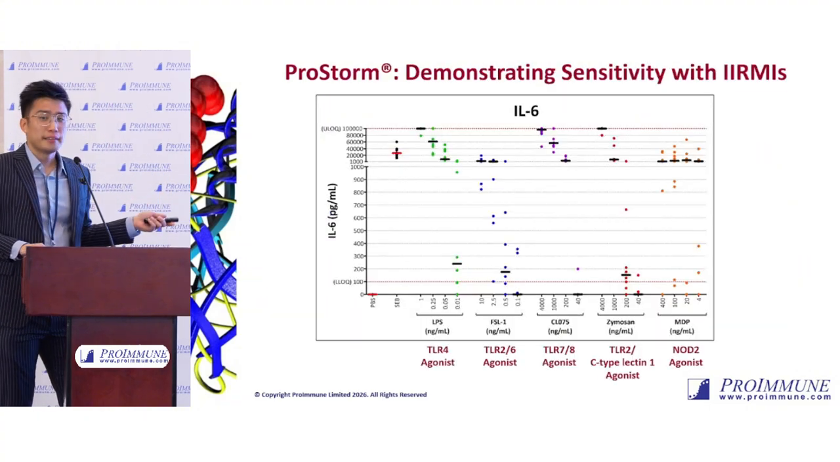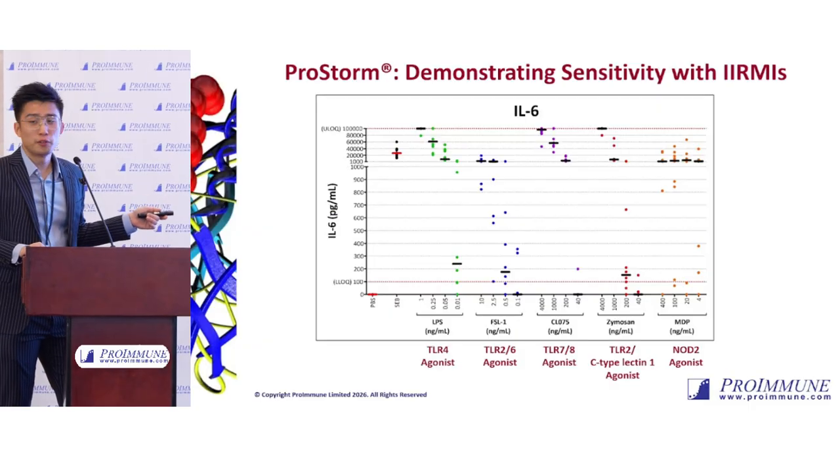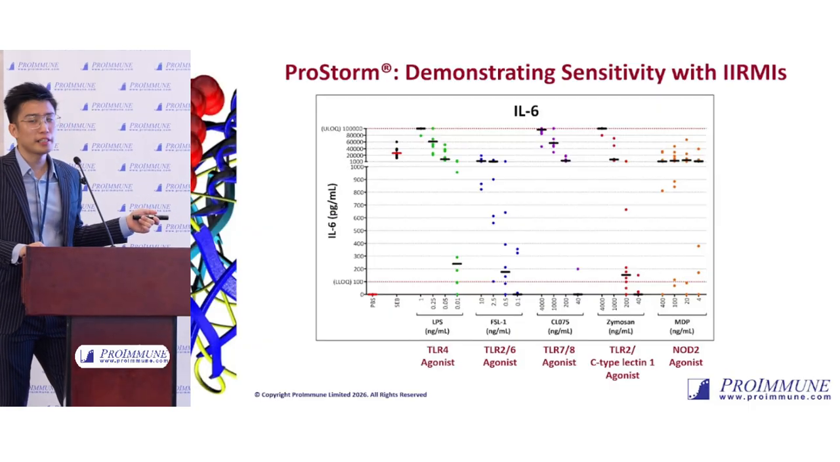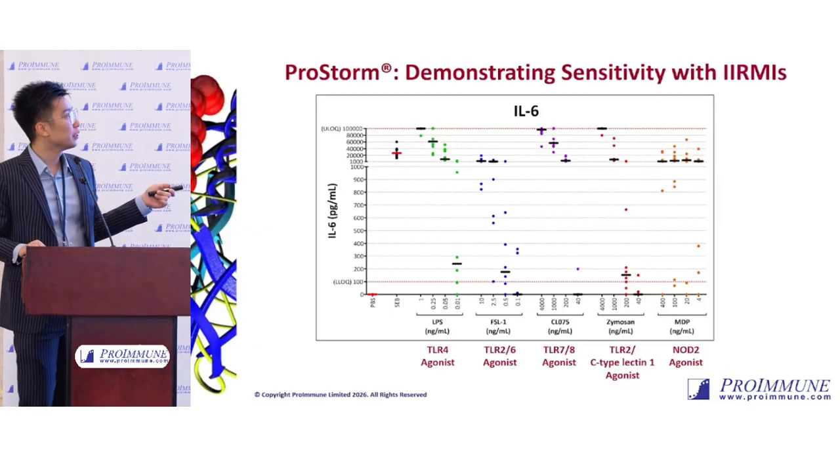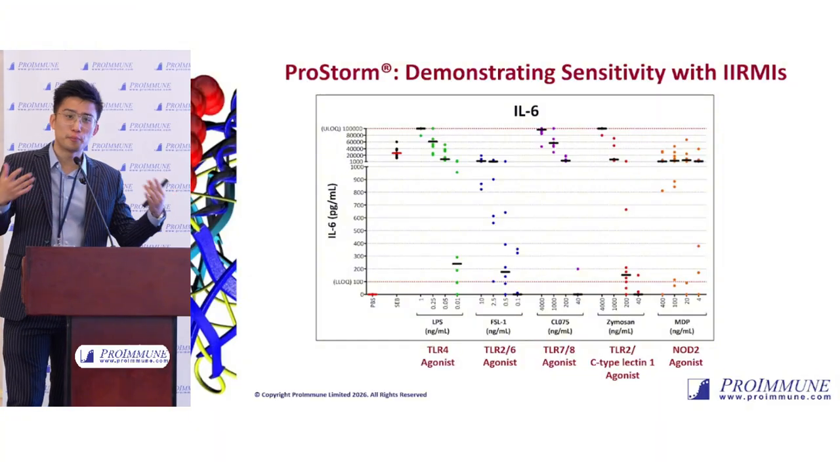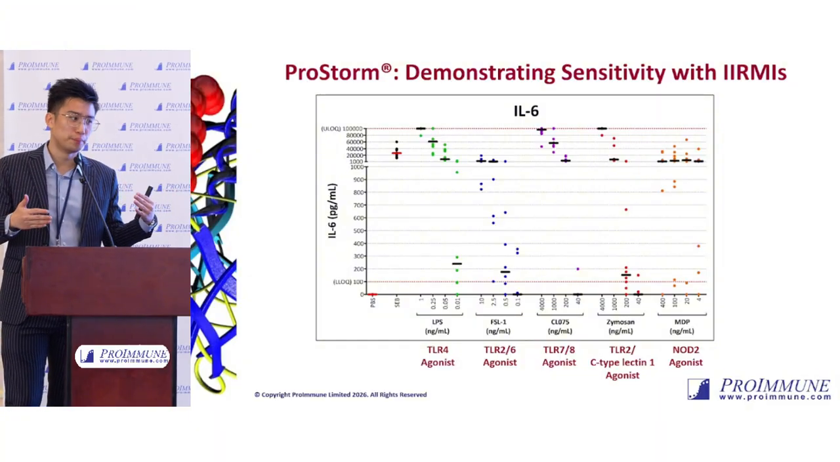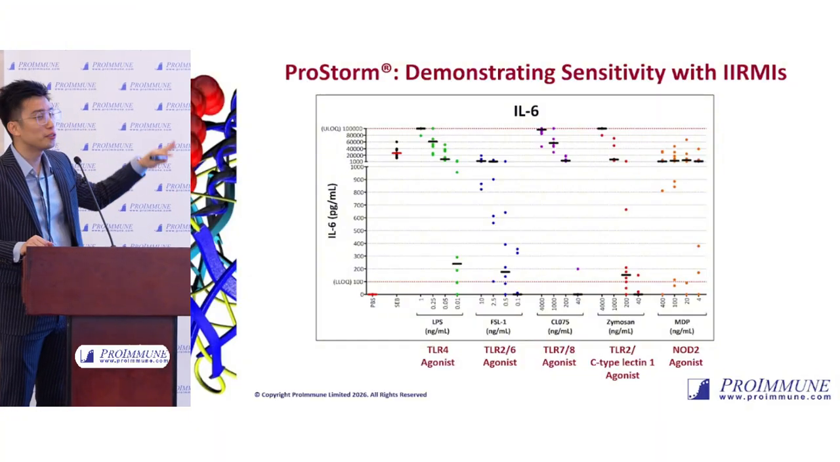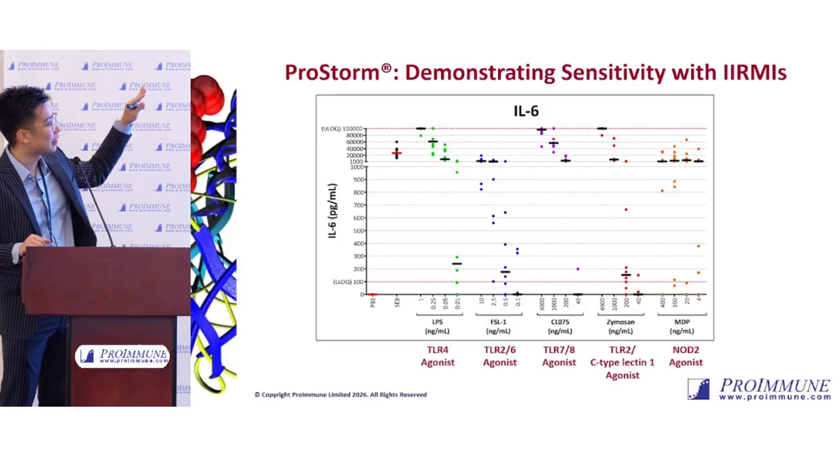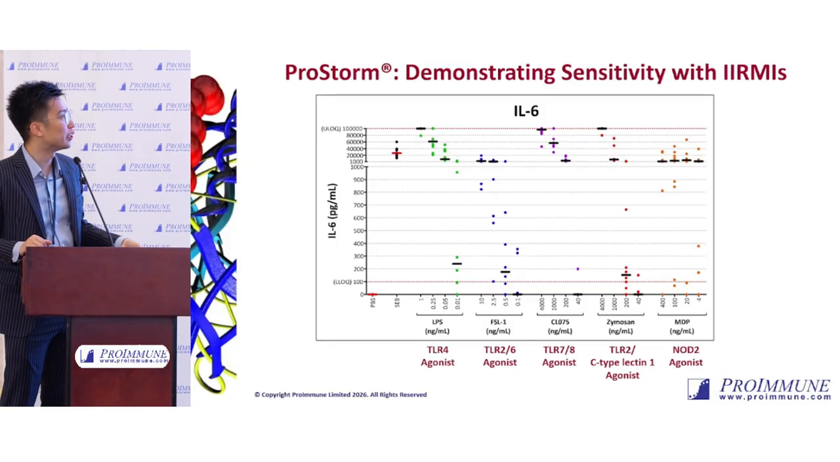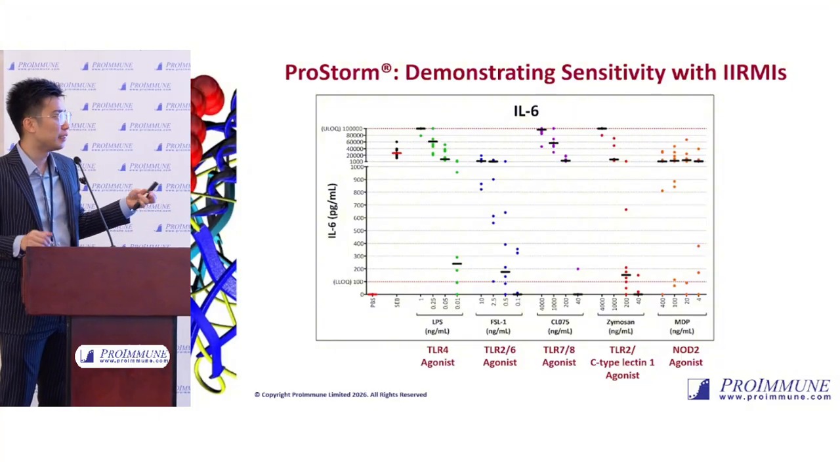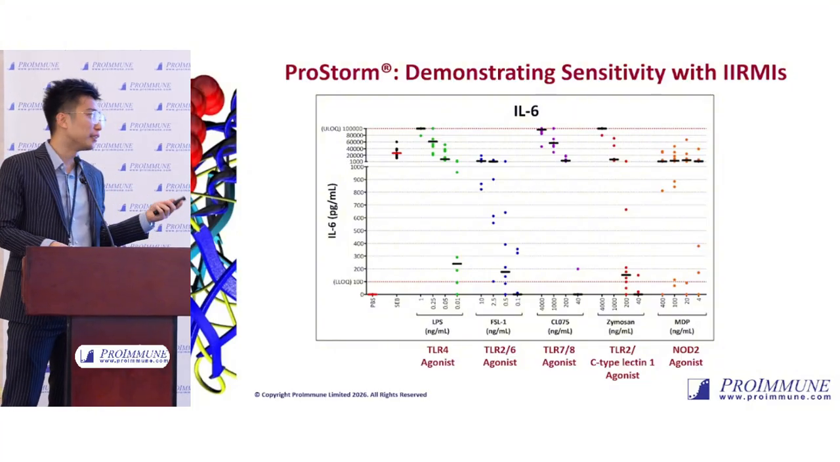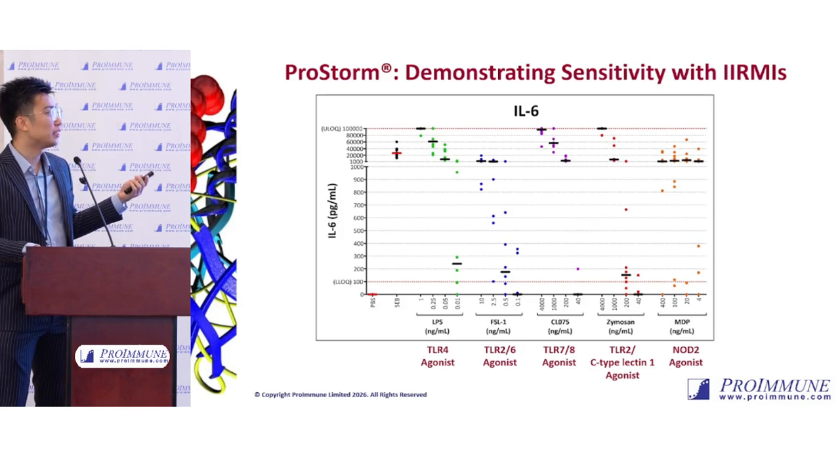So this is the data for our 5 IIRMIs. You see that we test them at a range of concentrations. This is selected to demonstrate a titratable concentration and to show that the response goes down across the concentrations, to demonstrate their sensitivity as well. And this will also be reflected in this table, which makes it easy for the agency to understand how sensitive this assay is.